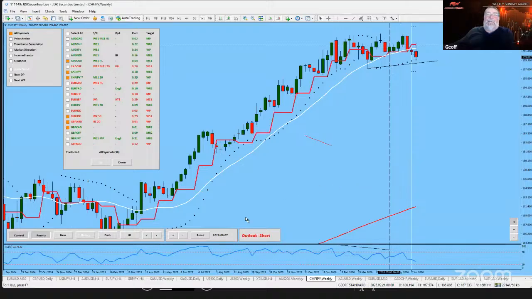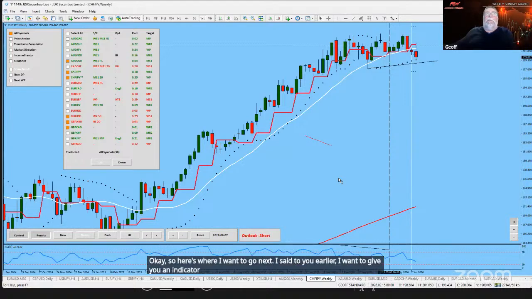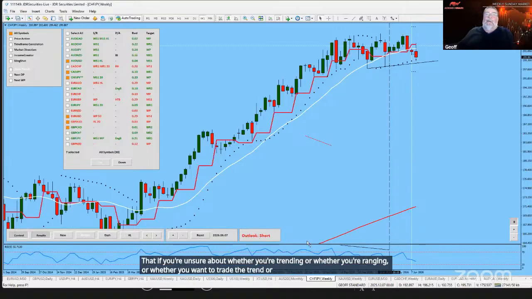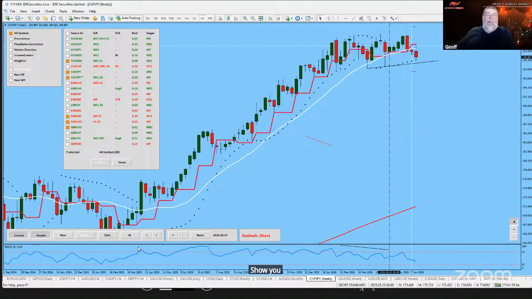Okay, so here's where I want to go next. I said to you earlier, I want to give you an indicator that if you're unsure about whether you're trending or whether you're ranging or whether you want to trade the trend or trade the range, there's probably a few ways to work that out. But I'm going to show you the way I would go about that. So let's go back to here, hopefully here.